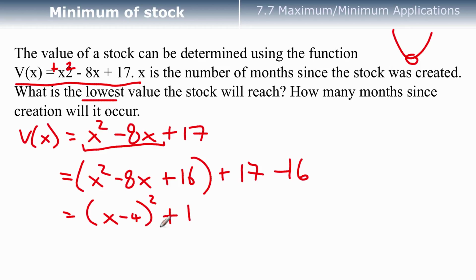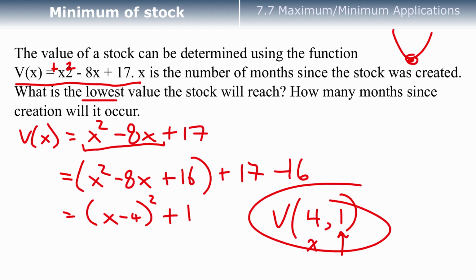So my vertex then will be the point (4, positive 1). Notice to change that sign right there. So the point where the stock gets its lowest will be at (4, 1). 4 is the x value, so it's the number of months. So 4 months after the stock was created, it will have reached its lowest point. And the lowest point that it reaches is $1, or 1 point, or whatever stocks are. Okay? All about finding the vertex.